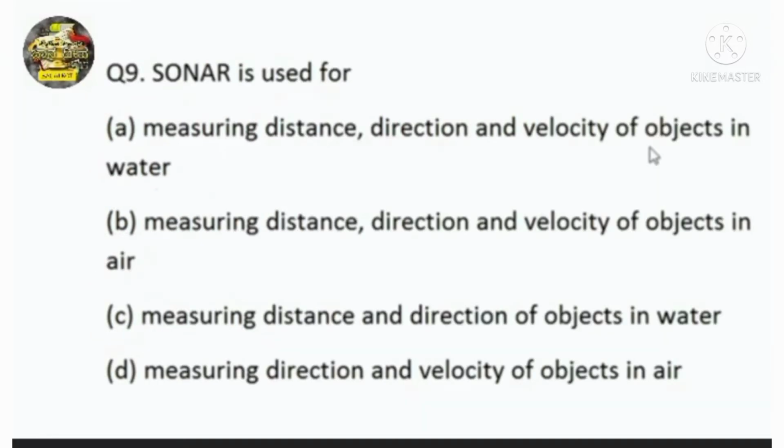For the ninth question, SONAR is used for option A measuring distance, direction and velocity of objects in water, option B measuring distance, direction and velocity of objects in air, option C measuring distance and direction of objects in water, option D measuring direction and velocity of objects in air. For this question, the right answer is A, measuring distance, direction and velocity of objects in water. Then we move on to the 10th question.